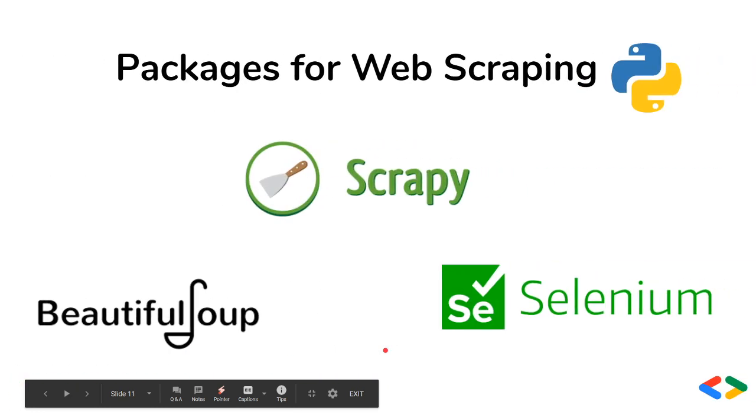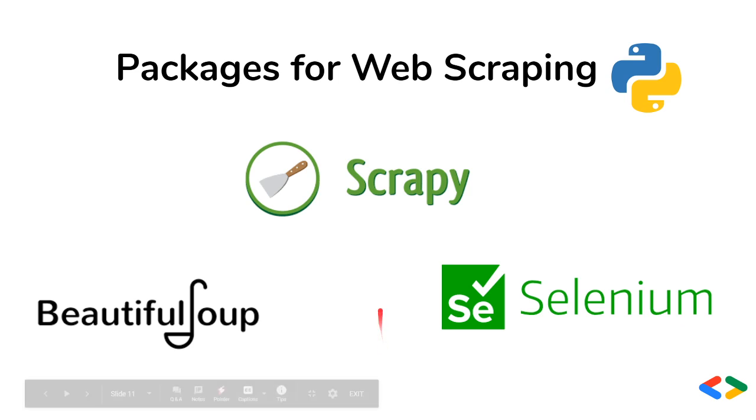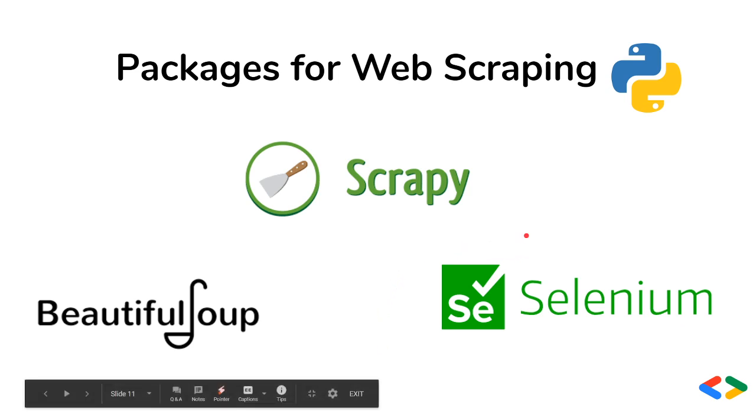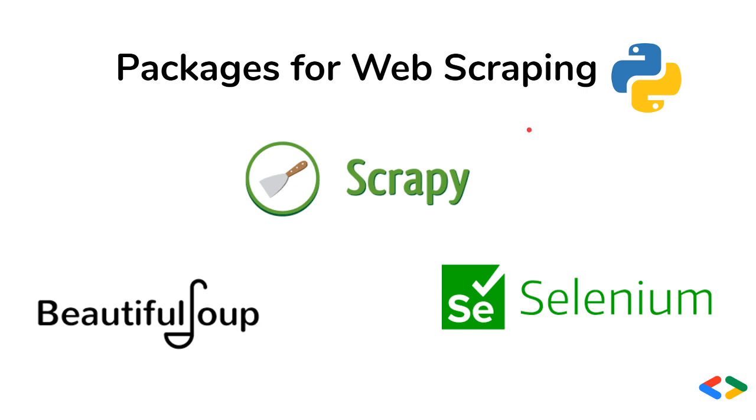Now, as I talked about, there are some packages which make our life convenient and help us do the process of web scraping very easily. The packages available in Python are Scrapy, Beautiful Soup, and Selenium. So these are some packages that you can use in order to do web scraping. Let's have a brief discussion about the difference between them and what they do.